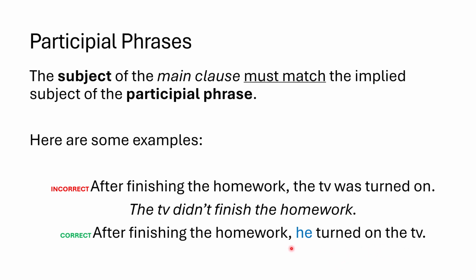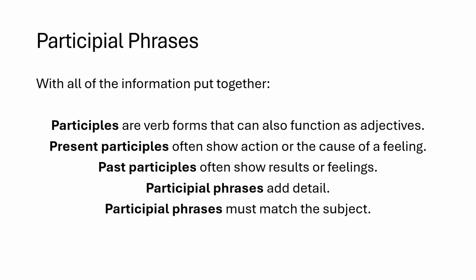A simple rule to follow: the subject right after the comma should be the doer of the participle. With all of the information put together, participles are verb forms that can also function as adjectives. Present participles often show action or the cause of a feeling. Past participles often show results or feelings. Participial phrases add detail. Participial phrases must match the subject.